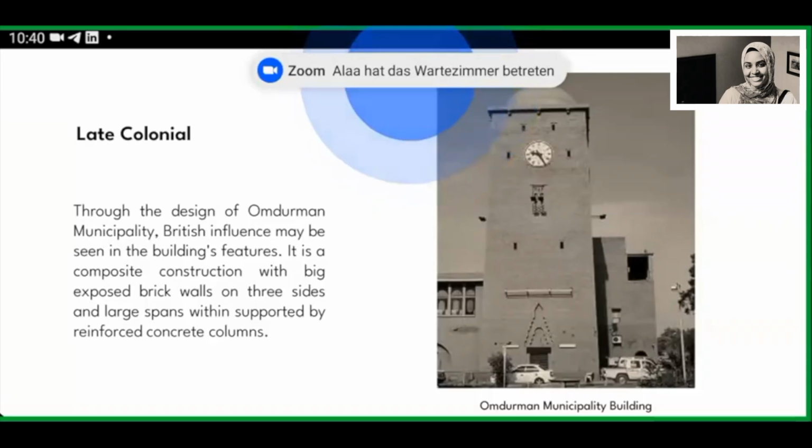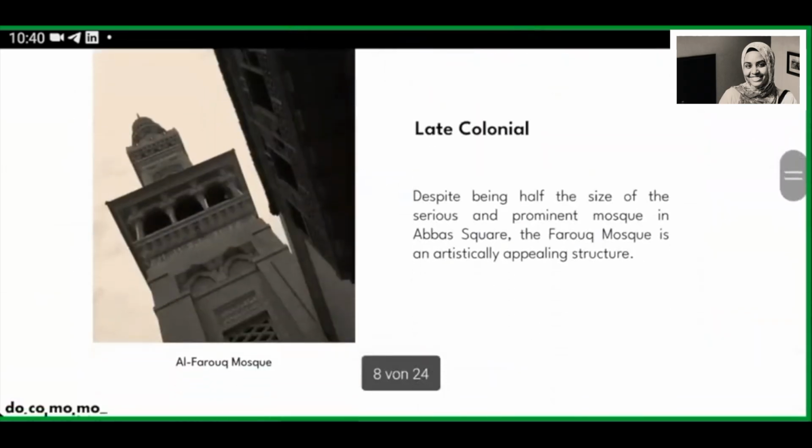And also the Khartoum King Farouk Mosque was entirely paid for, built and designed by the Egyptian government, and it bears the name of the Egyptian ruler at that time, King Farouk. So despite being half the size of the prominent mosque in Abbas Square, it's also an artistically appealing structure, and we cannot deny that. We can say that also these are among the star buildings of that era.